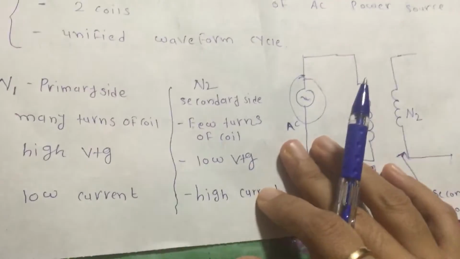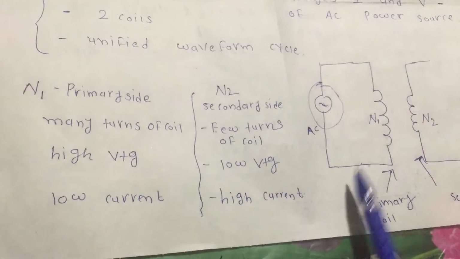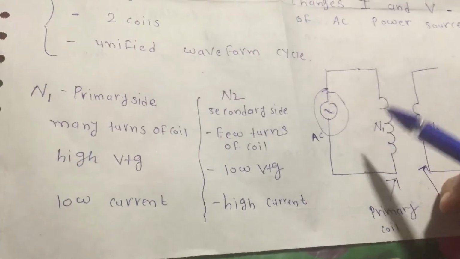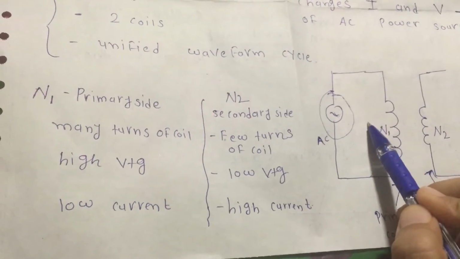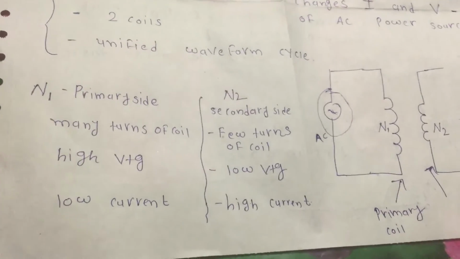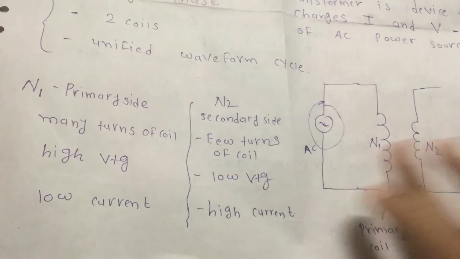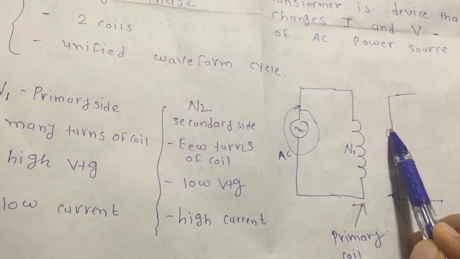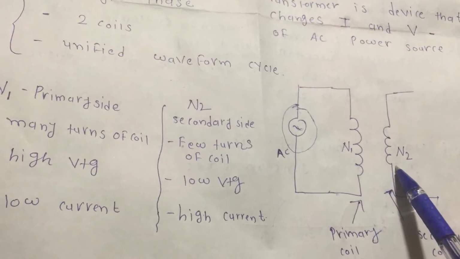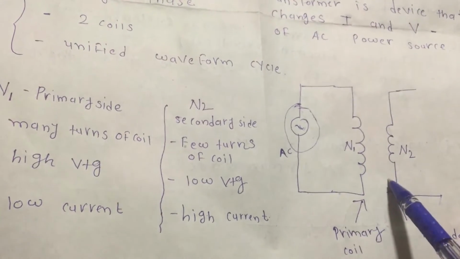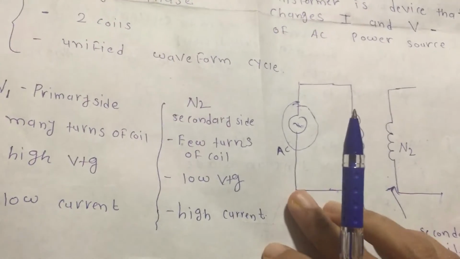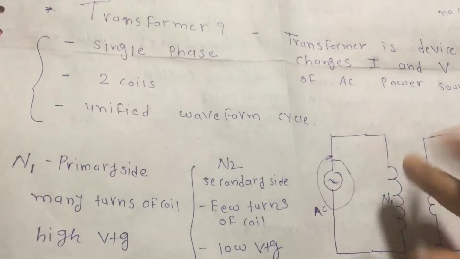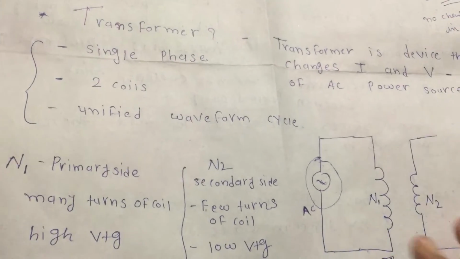Now see what is happening. N1 means the primary coil, which has a large number of coils. A large number of coils means high voltage, and high voltage means low current, of course, based on Ohm's law. And on the secondary side there are a few turns of coil, so there is low voltage but high current. So this is a single phase transformer.